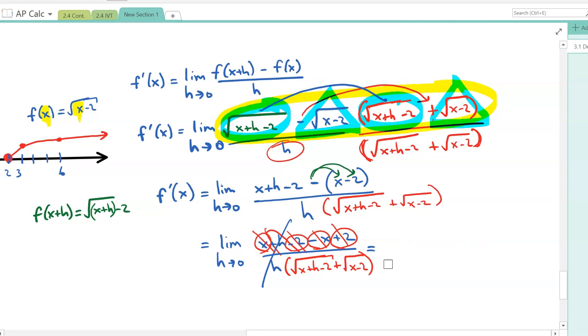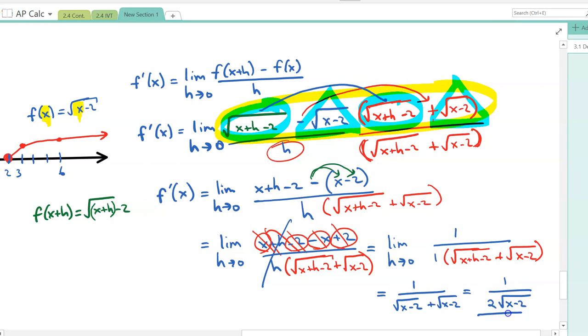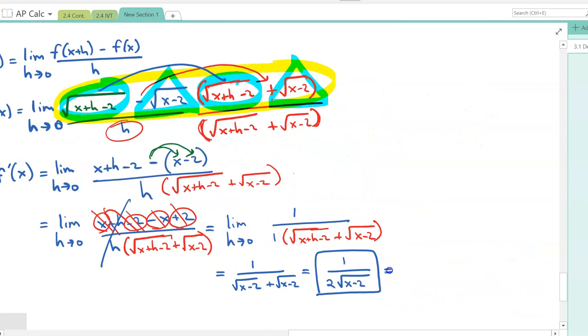So it's still a limit problem, but now let's clean it up and then we'll do plug and chug. So h divided by h is 1, but we still had that stuff in red, right? So now we're going to do plug and chug. So when you plug in 0 for h, we're going to get 1 over, plug in 0 for h, you get square root of x minus 2 plus square root of x minus 2 on the bottom. In other words, you have two of those guys, two of the radicals x minus 2. And that, ladies and gentlemen, is our derivative. That is equal to f prime of x. All right, so that is our derivative.